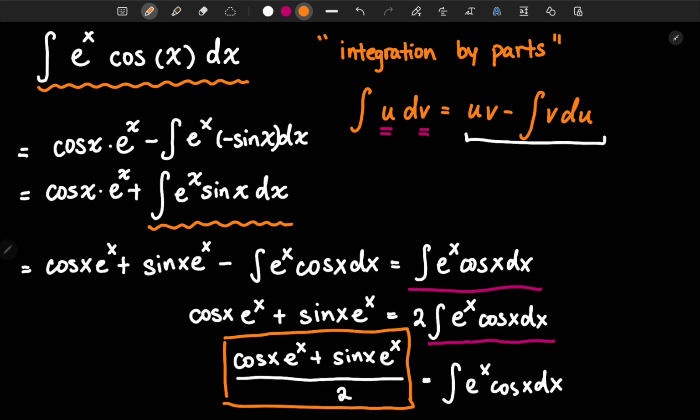So this question not only uses integration by parts, but we also have to use it repeatedly, twice, so that some part can be cancelled out. This method is helpful when you have a question where part of it is an exponential function and the other part is a trig function.